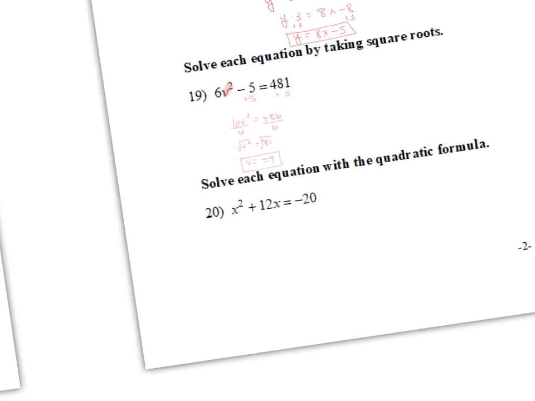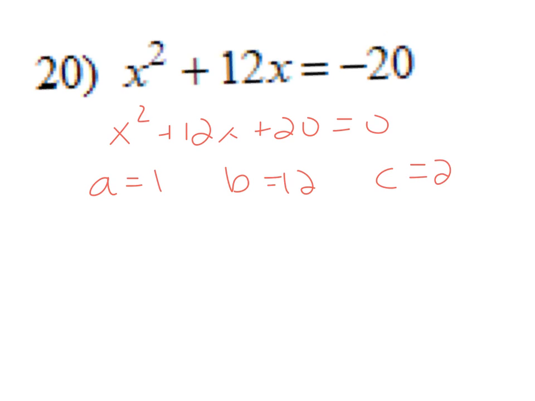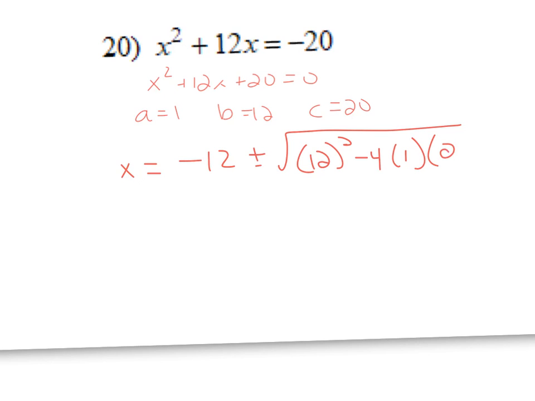All right, this one says solve using the quadratic formula. So we're going to do x squared plus 12x plus 20 equals 0 first, right? So let's get it set equal to 0. So a will equal 1, b equals 12, and c equals positive 20. All right, so x equals the opposite of b, so negative 12 plus or minus the square root of b squared, so 12 squared, minus 4 times a times c, all over 2 times 1, or 2 times a.